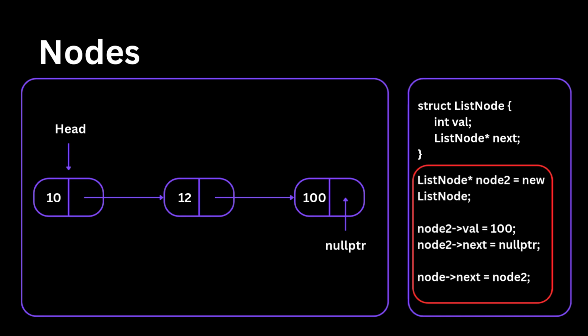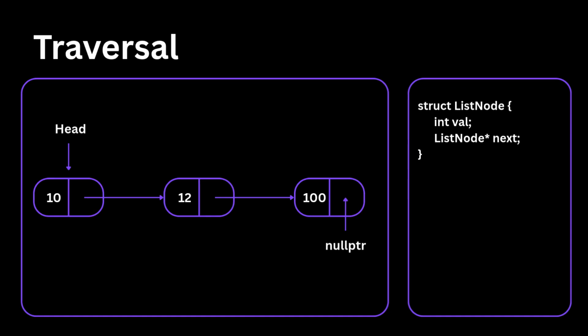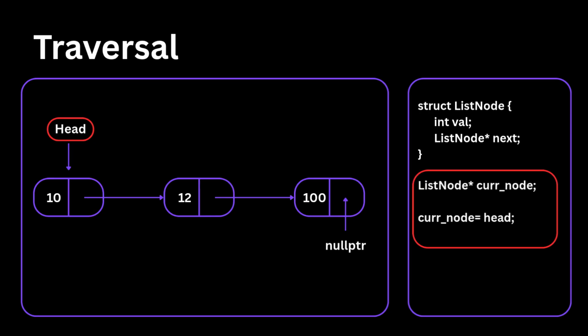Now that we have a couple nodes in our list, how do we access these nodes? To accomplish this, we need to traverse our list starting from the only node we actually have access to, the head. We will now show traversal with an example. Let's say we want to find the first node with a value of 100. We would first initialize a list node pointer called current node. We will set current node equal to the head and check its data value.